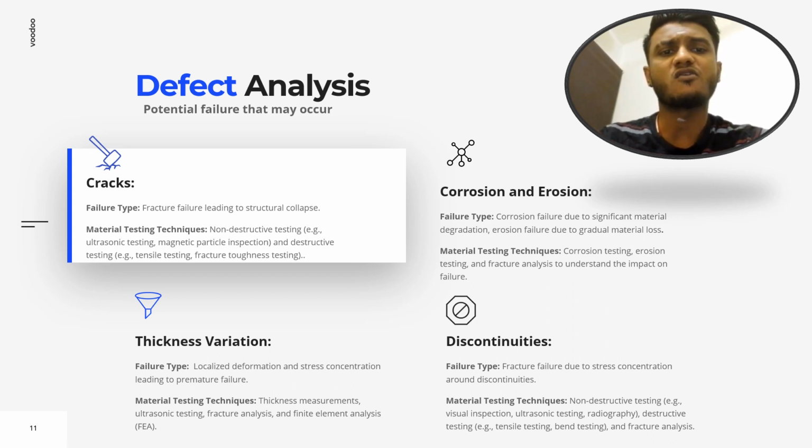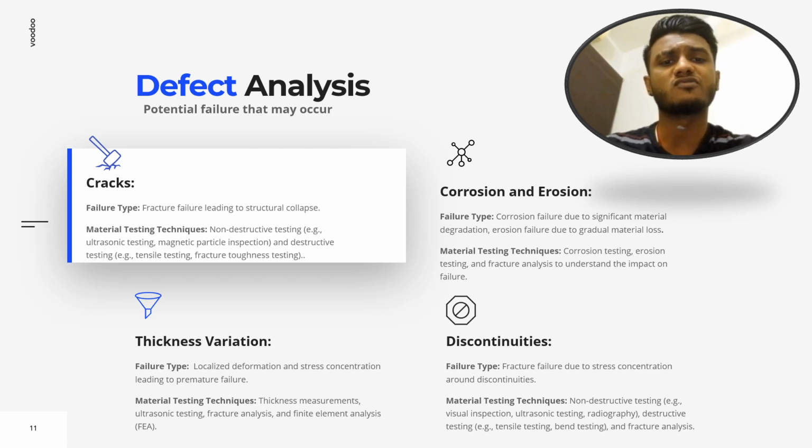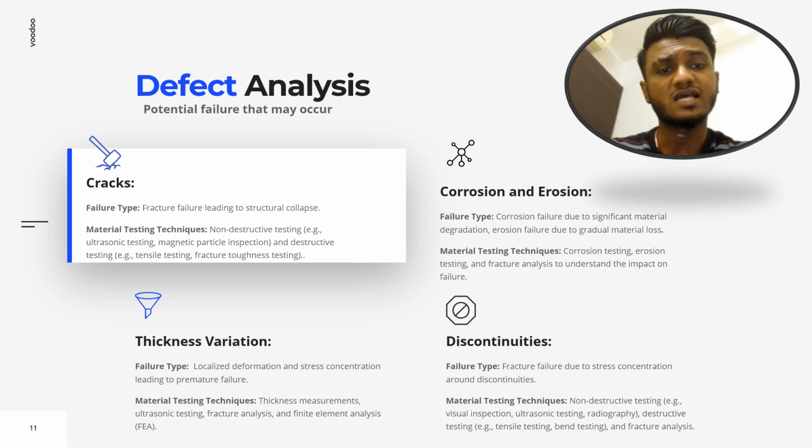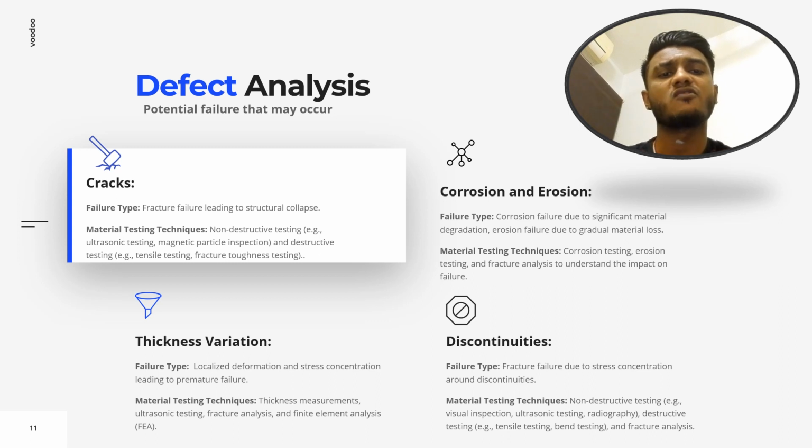Finally, the defect of discontinuities can result in fracture failures due to the stress concentration around these irregularities. To detect discontinuities, a combination of non-destructive testing methods such as visual inspection, ultrasonic testing, and radiographic testing, as well as destructive testing techniques like tensile testing, bend testing, and fracture analysis, can be employed to identify and analyze the presence or severity of these defects.